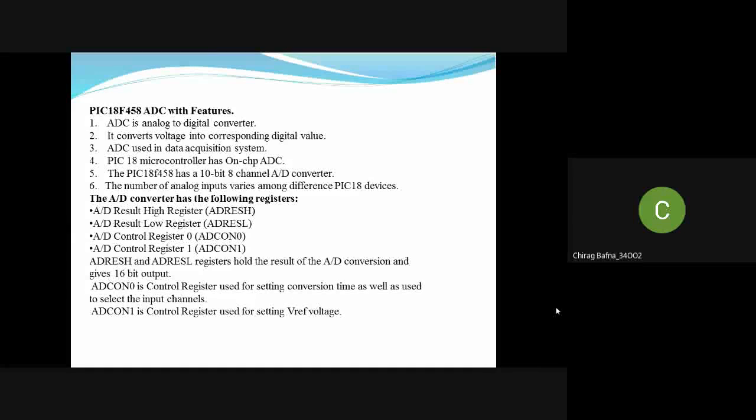And if we take the range of a 10-bit ADC, then the step size will change. 5 divided by 1024, which is equal to 4.88 millivolt.